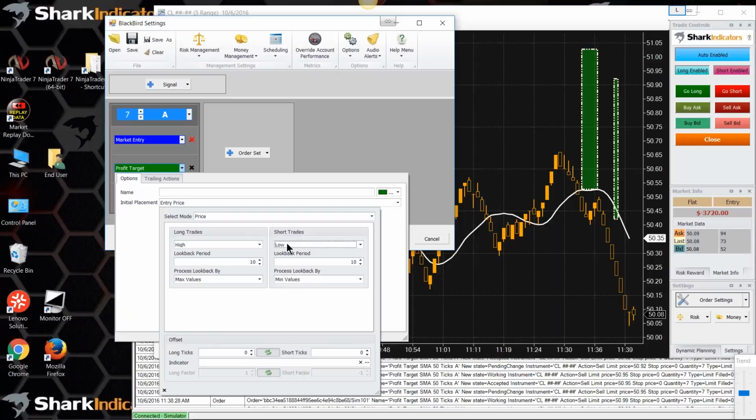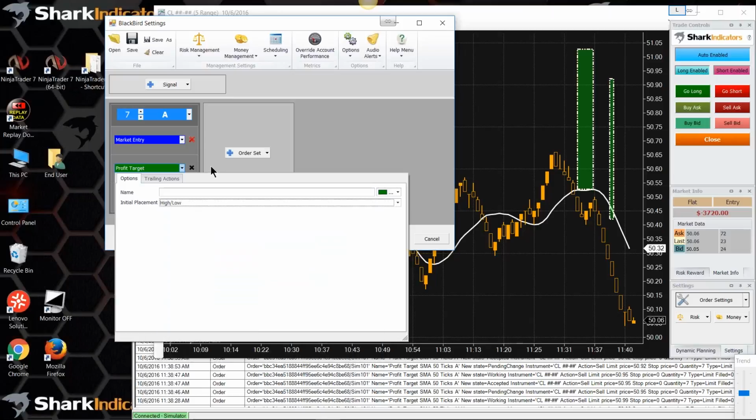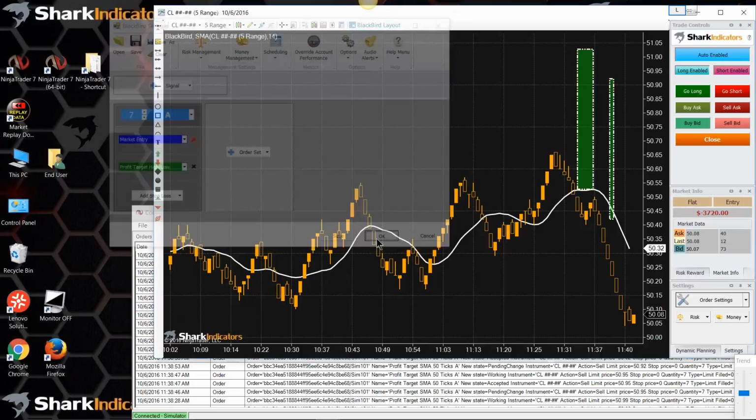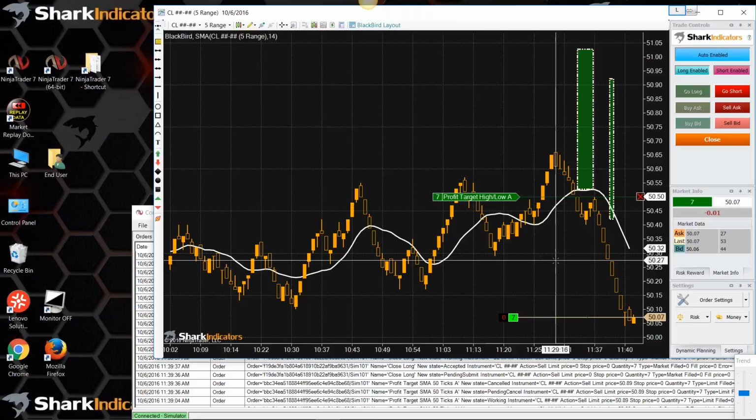So you can see this is going to look at the low prices for the last 10 bars, and it's going to find the minimum value. So it's going to find the lowest low looking back in the last 10 bars to set your profit target for a short trade, like so. So if we wanted to use prices like that, we could do that. And let's just click OK. And let's go long. And so here we go.